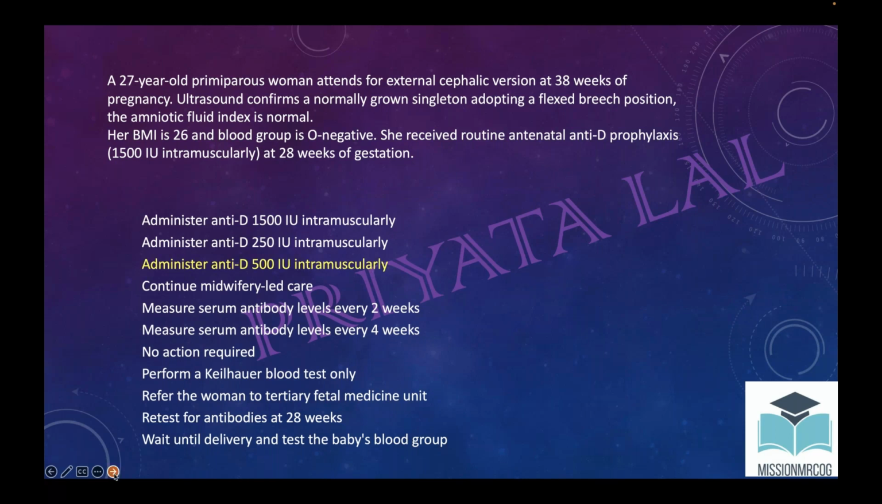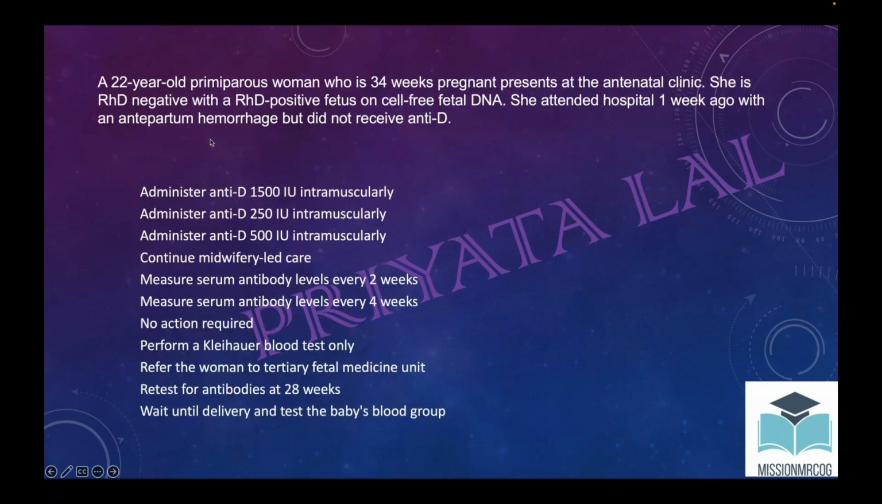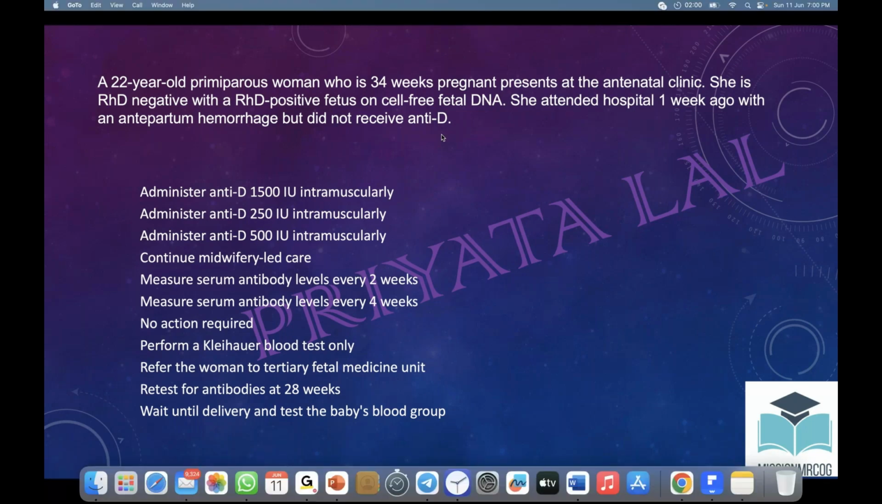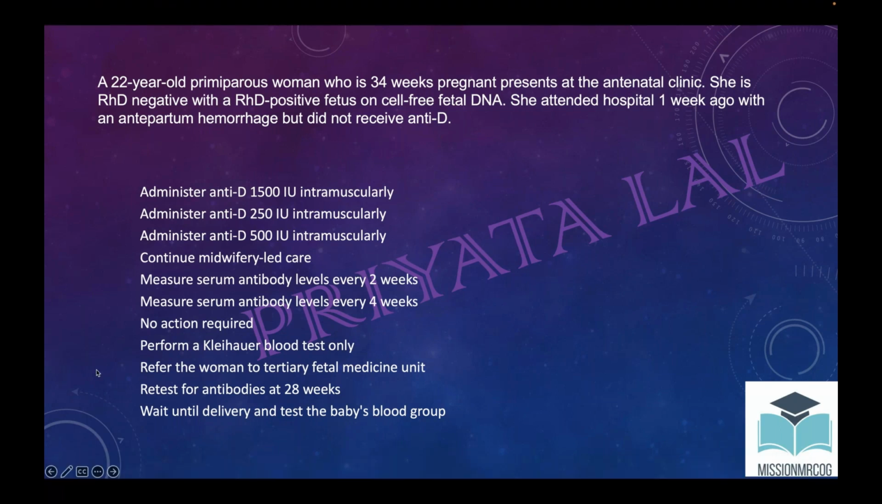So a 22-year-old primigravida at 34 weeks of pregnancy in the antenatal clinic. She is RH negative with an RH positive baby. She attended a hospital 1 week ago with antepartum hemorrhage and did not receive anti-D. What to do? 100 international units IM. You can still administer it, ma'am, up to 10 days. The effect will be less, but you can still give.